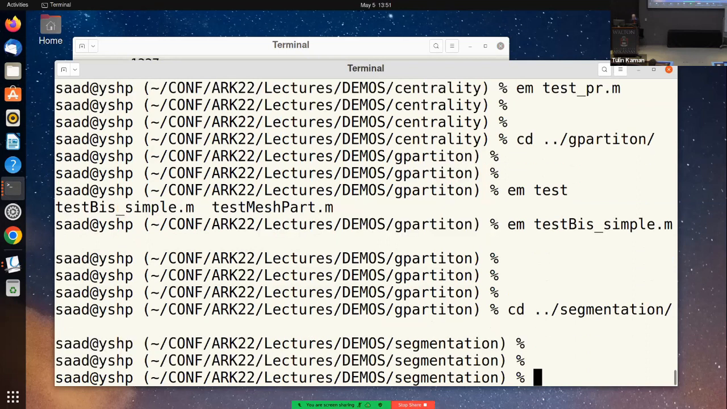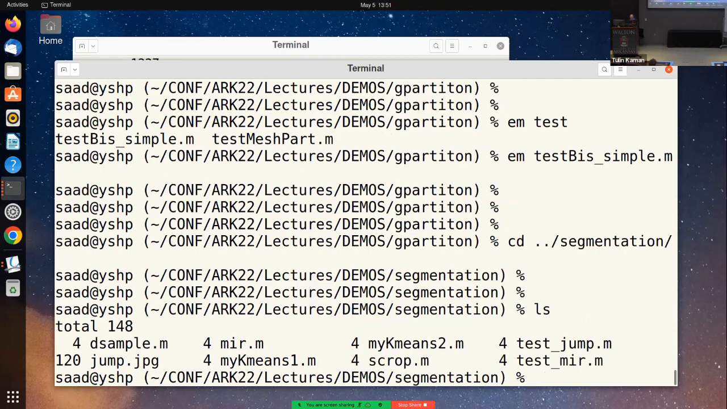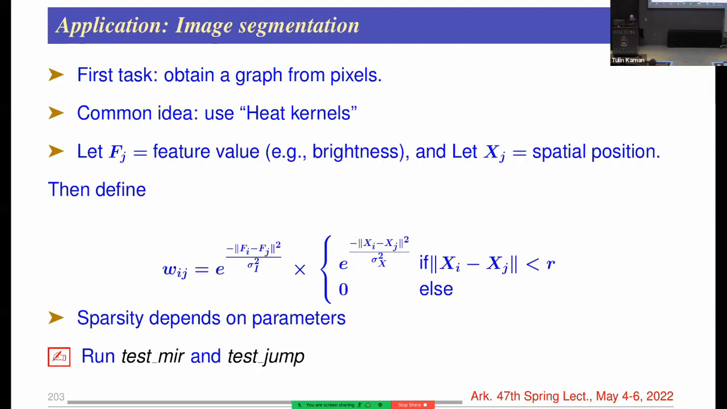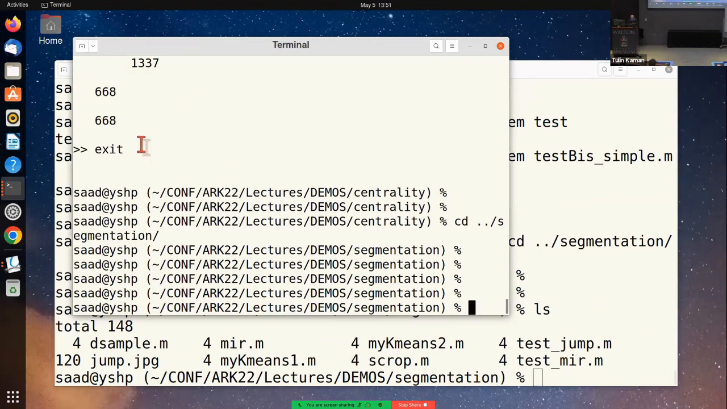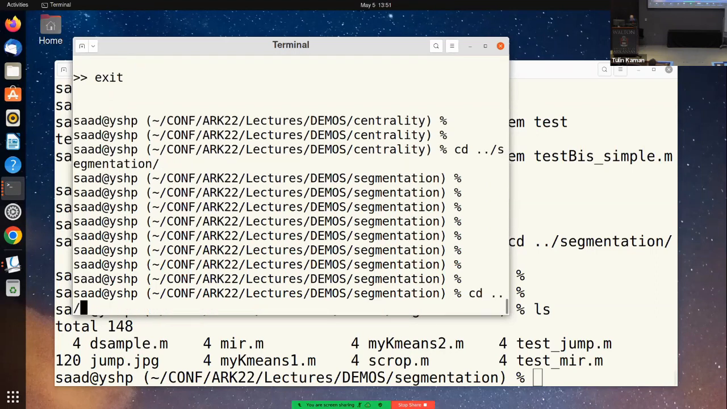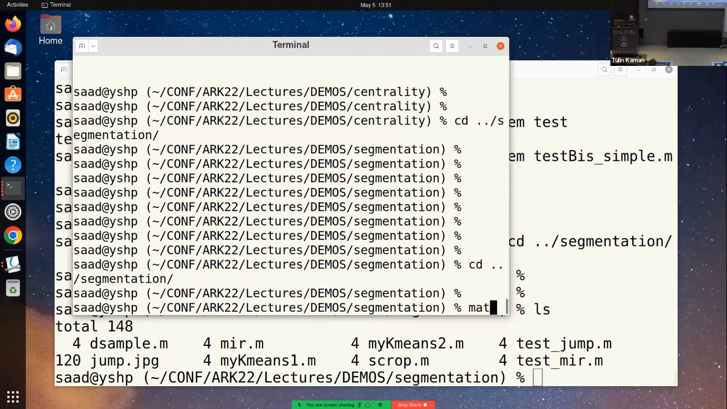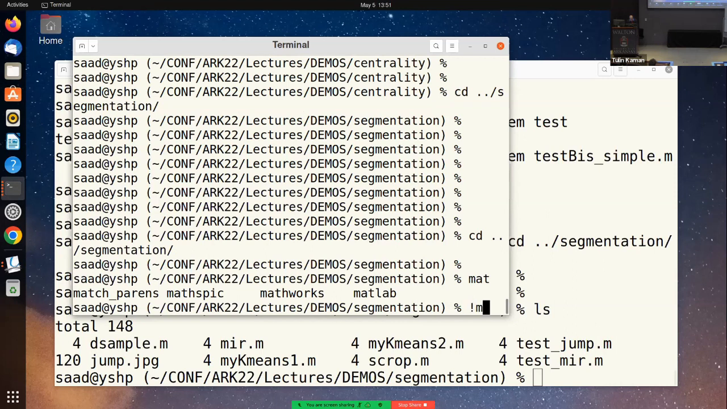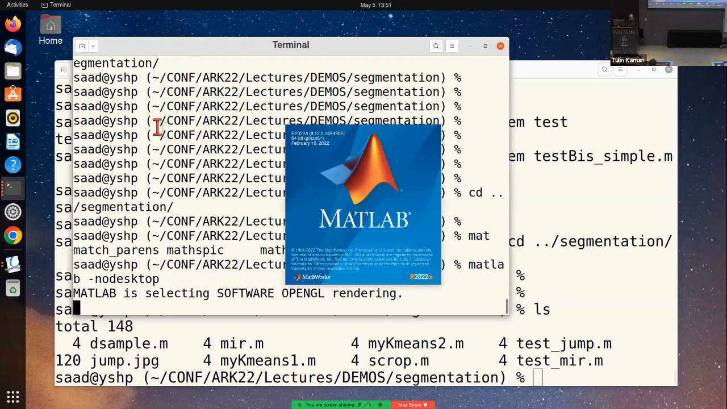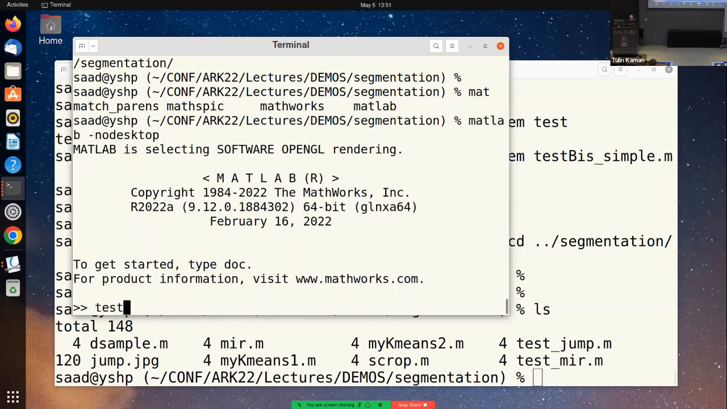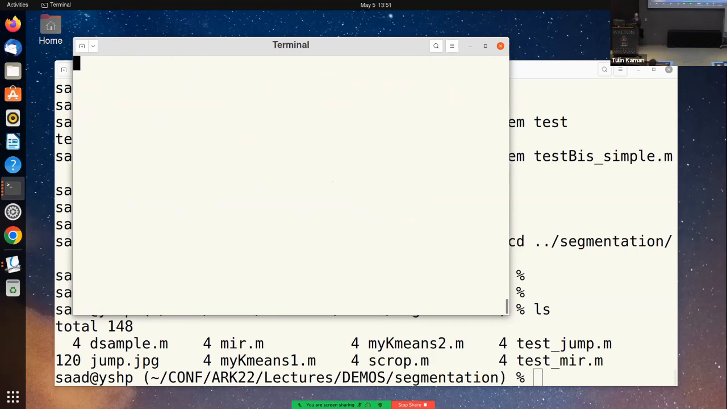So what I have here is just two tests. I think there's one test. This is a very simple one, which is mirror. Oops, why is it that I don't have MATLAB here? Oh, I exited MATLAB, okay. Test mirror, I'm going to show you what it does. All right, so it generates a picture.